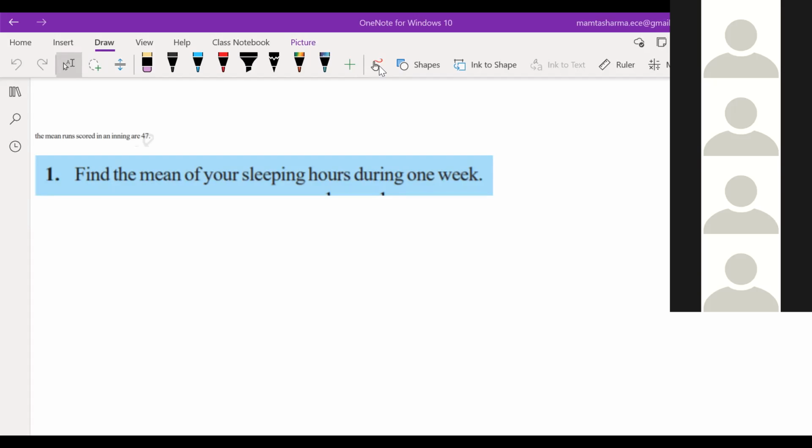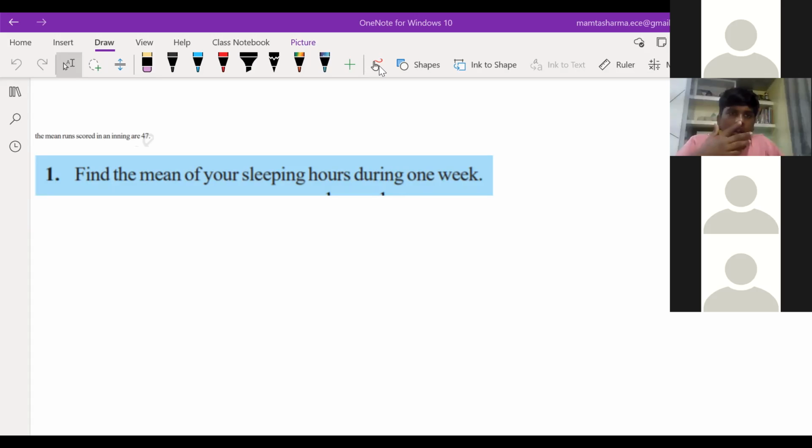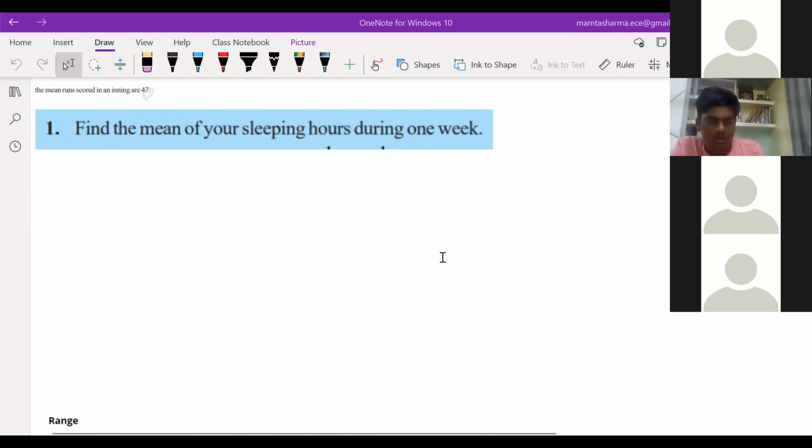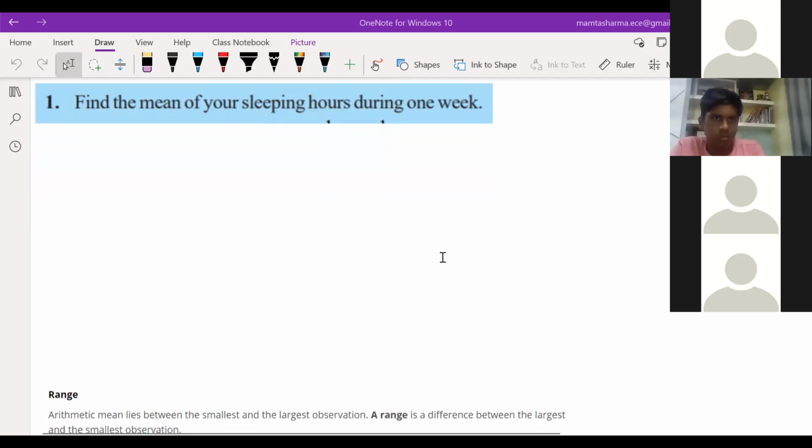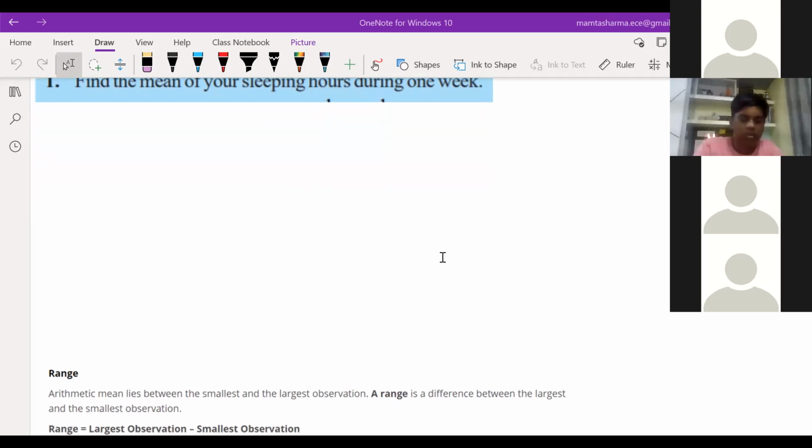Very good. Ma'am, I got my mean as 8. Okay. Ma'am, I got 10. 10 is high. Ma'am, I got 7. 7 is very good. Actually 7 is perfect. 7 hours is perfect for getting sleep at your age. Ma'am, I sleep for 8 hours. 8 hours is still okay. But 9 or 10 is high.